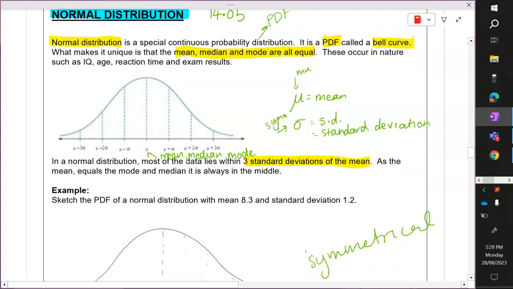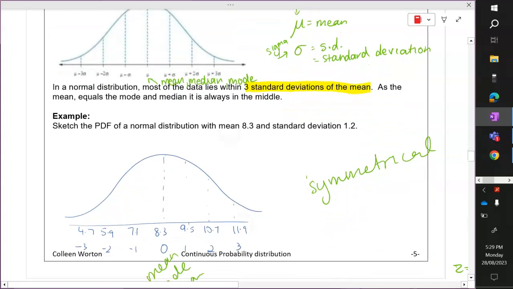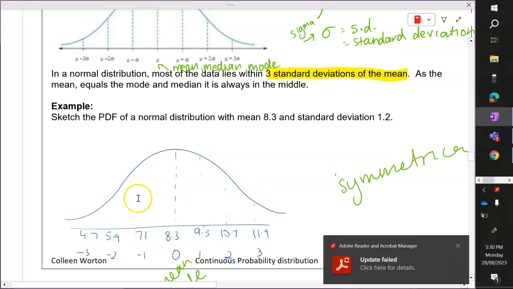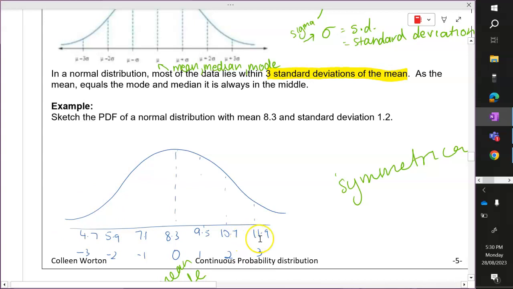So if we were to draw our own graph, sketch a PDF of a normal distribution, which is what this shape up above is, with a mean of 8.3 and a standard deviation of 1.2, we would say, well, our standard deviations, or these lines that go up here, 8.3 plus 1.2, plus another 1.2, plus another 1.2. On the other side, we take off 1.2, take off another 1.2, take off another 1.2. Okay, so they would be our means and standard deviations.